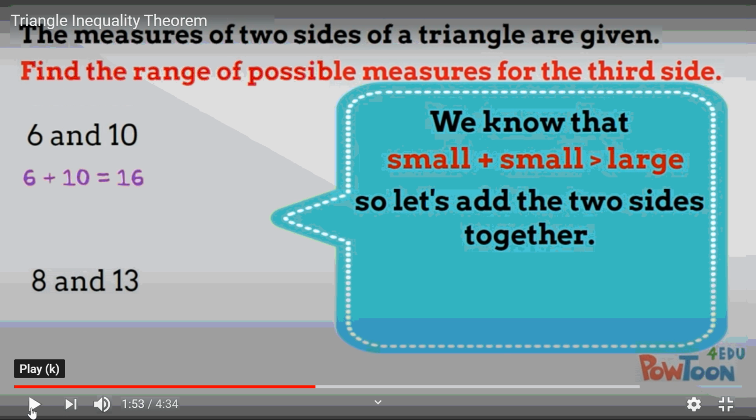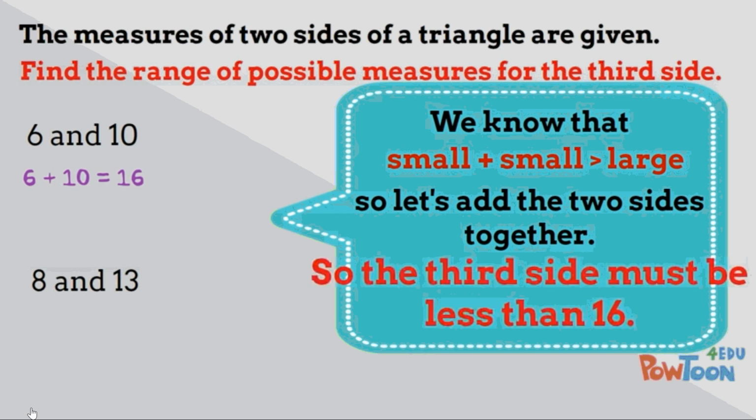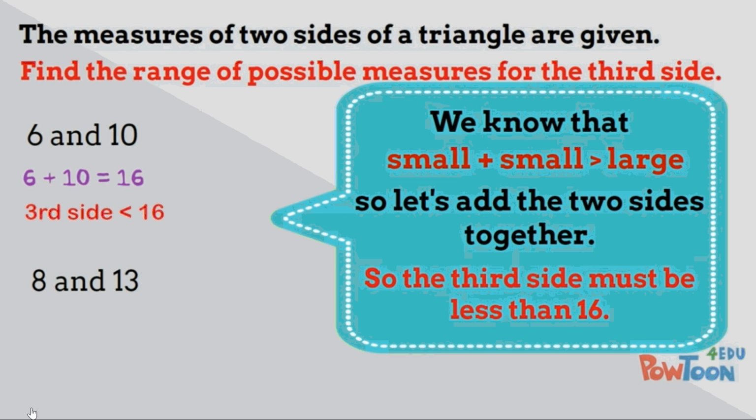Okay, so for these two examples, we're going to take some notes on these after, so you can just listen. So it says the measures of two sides of a triangle are given. Find the range of possible measures for the third side. So we know that the small side plus the small side must be greater than the larger side in order to create a triangle. So if I add 6 and 10, that means that the third side must be less than 16.